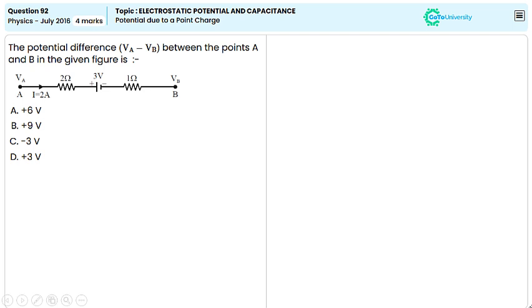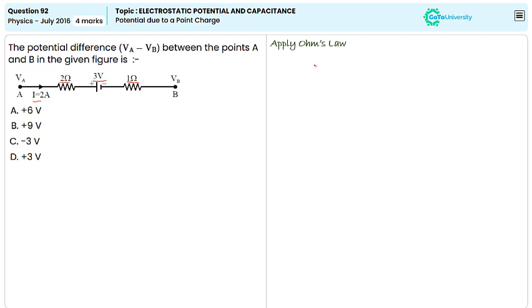What is the potential difference VA minus VB between the points A and B in the given figure? We are asked to find the potential difference VA minus VB across the given circuit. We are given a current I equal to 2 amps, resistor 1 has 2 ohms resistance, resistor 2 has 1 ohm resistance, and a battery of 3 volts.